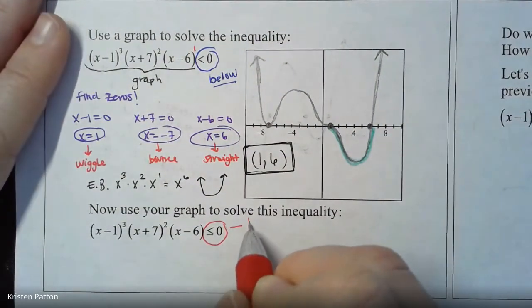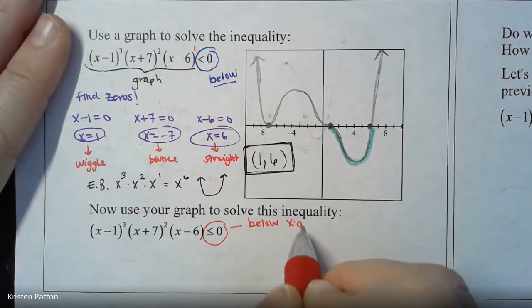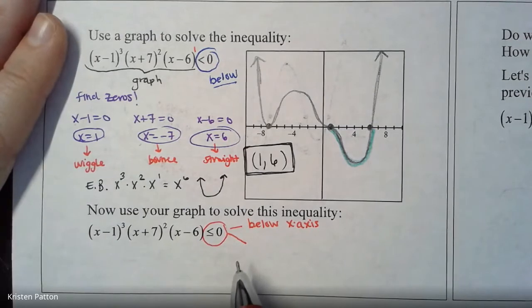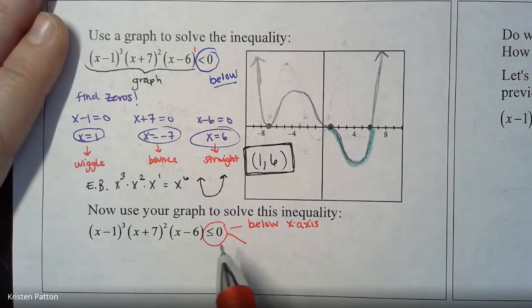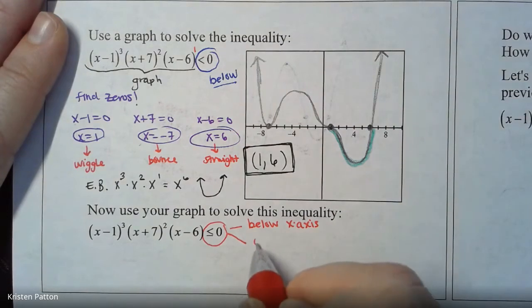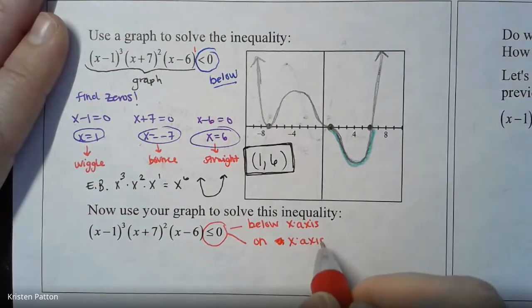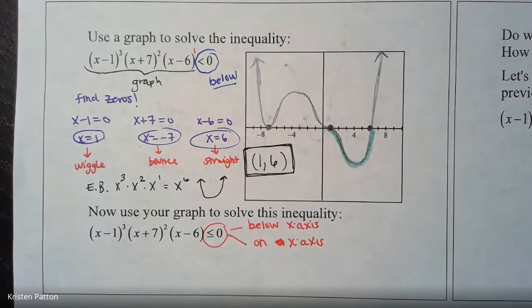Remember, less than 0 means below the x-axis. Equal to 0, gosh, we've been doing that for years. When we set a function equal to 0, we're finding the zeros or the x-intercepts. So that's when we're on the x-axis. So below, less than, equal to means on. So they're basically saying, we don't just want to know when we're below the x-axis, we also want you to include when we're on the x-axis.